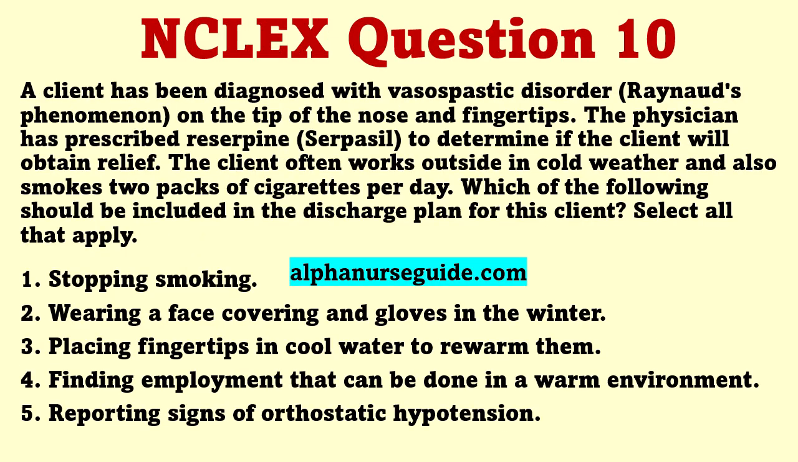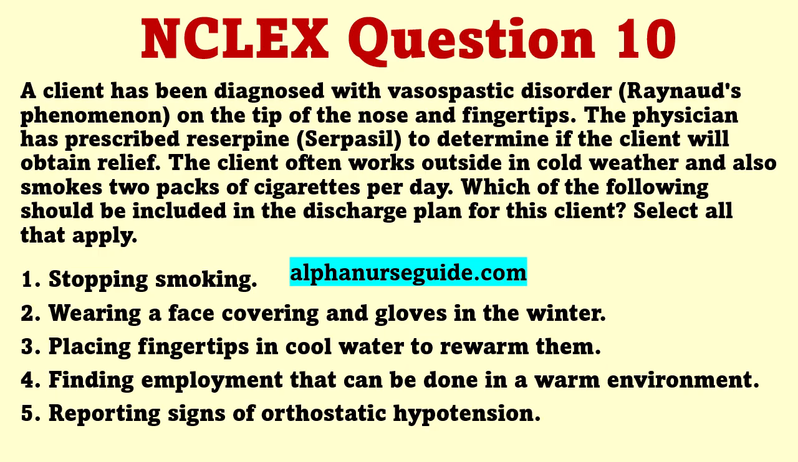A client has been diagnosed with vasospastic disorder, Raynaud's phenomenon, on the tip of the nose and fingertips. The physician has prescribed reserpine to determine if the client will obtain relief. The client often works outside in cold weather and also smokes 2 packs of cigarettes per day. Which of the following should be included in the discharge plan for this client? Select all that apply. 1. Stopping smoking. 2. Wearing a face covering and gloves in the winter. 3. Placing fingertips in cool water to rewarm them. 4. Finding employment that can be done in a warm environment. 5. Reporting signs of orthostatic hypotension.